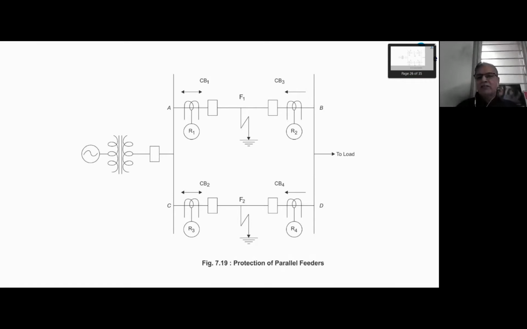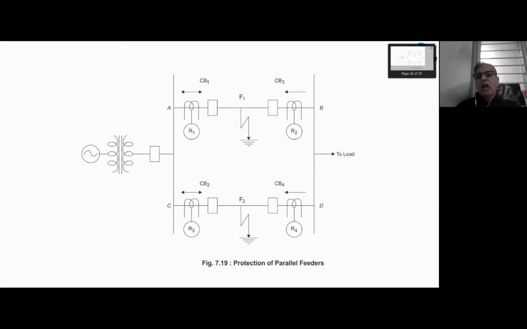My problem is, if R2 and R4 both operate, then what? R4 will disconnect section CD where there is no fault, because the fault is at F1. So R4 should operate later, but I cannot do that, because if there is a fault at F2, then R2 should operate later than R4. So that is just not possible.